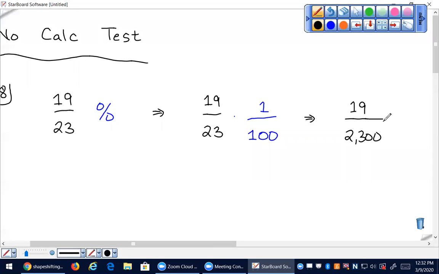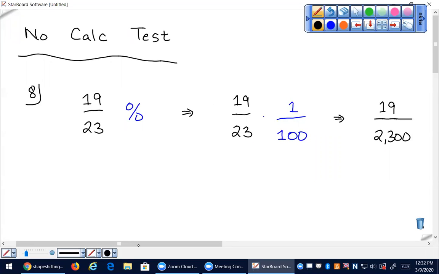And then change that into a decimal and that's it. You could also take the 19 divided by 23 and make that a decimal first.